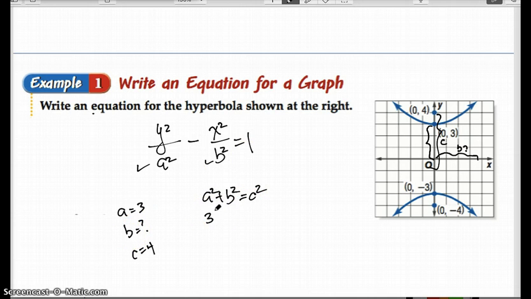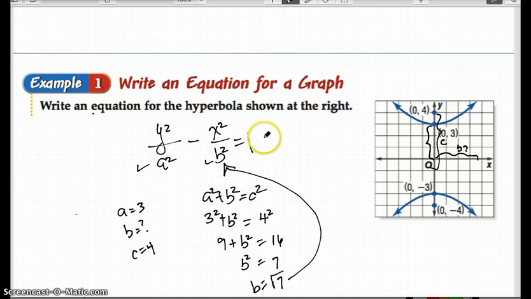A squared is 3 squared, plus B squared, which we don't know, is equal to C squared, which is 4 squared. So I end up with 9 plus B squared is equal to 16. Subtracting 9 on both sides, B squared is equal to 7. B is equal to the square root of 7. But my formula requires B squared, so the formula for this hyperbola centered at the origin will be y squared over 9, because that's 3 squared, minus x squared over 7, equals 1.